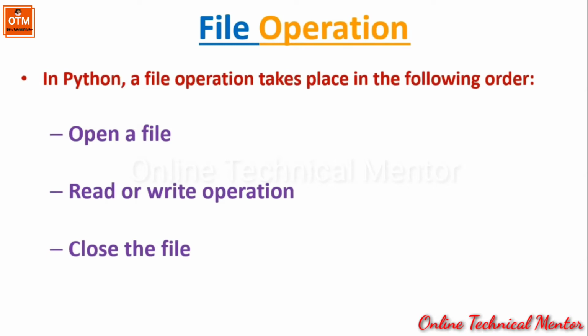File operations. What are the different types of file operations supported by Python? By using the Python programming language, we can open a file. Next, we can read or write a file. Then after the read-write operation, we need to close the file. These three operations are common to any Python file handling program.